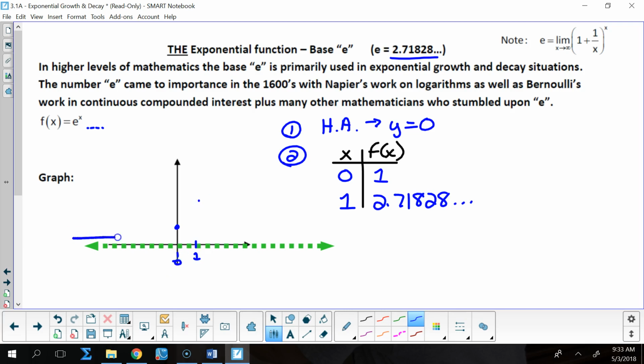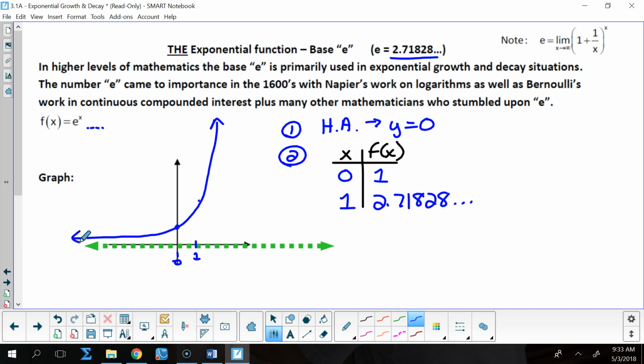So does this make sense that this is an exponential growth? Why does it make sense that this is an exponential growth function? John? So e is your base value, and the base value is greater than 1, meaning it would grow. Yep, exactly. My b value is bigger than 1. It's going to be a growth function.